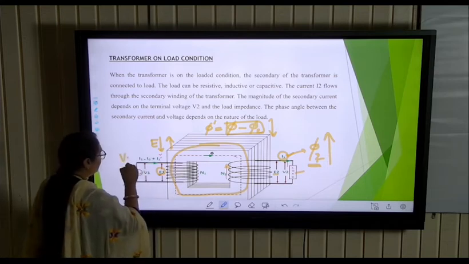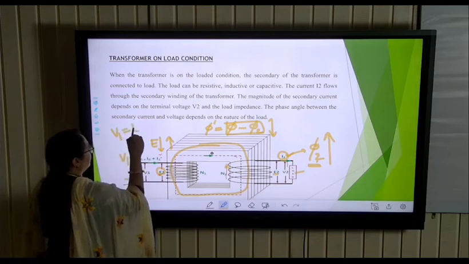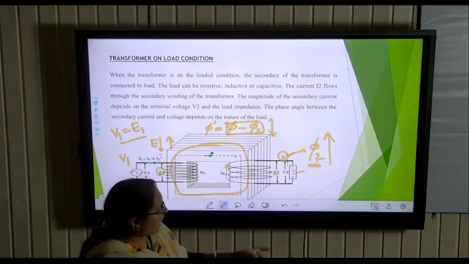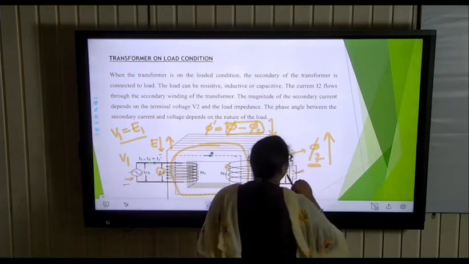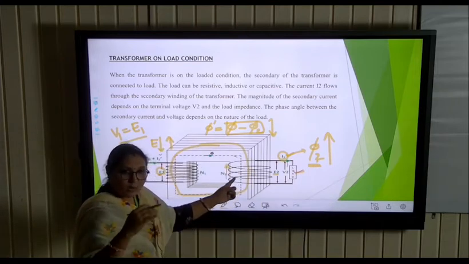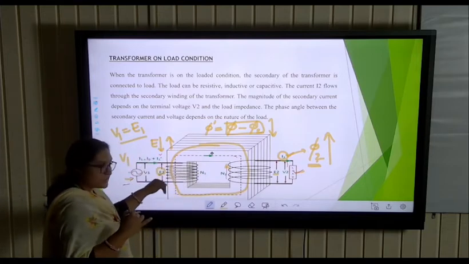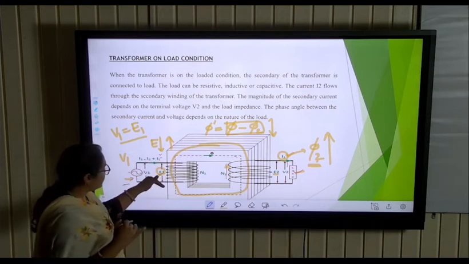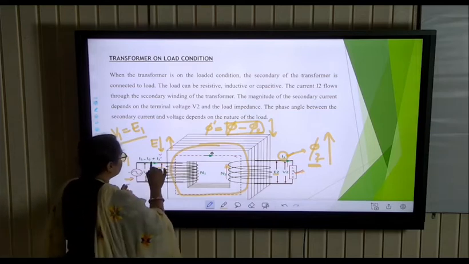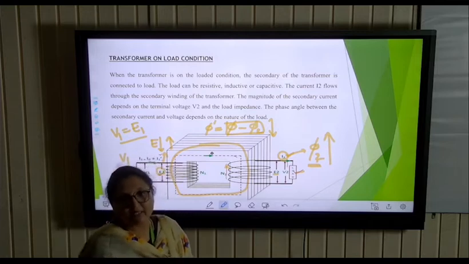When the magnitude of E1 decreases, what will happen? The potential of V1 is more. Initially they were equal: V1 was equal to E1. After connecting this load, the resultant flux has reduced, so E1 will also get reduced, and since E1 has reduced, V1 will be more than E1. So what will happen? This current will increase. Which current? The primary side current.